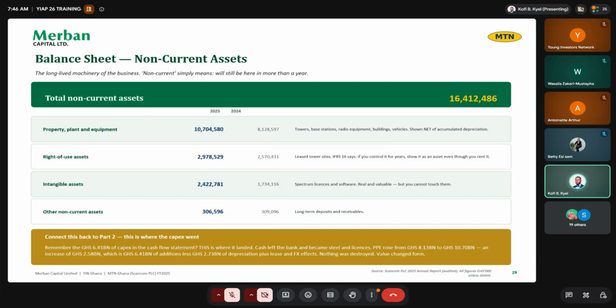Okay, so as you can see, in total non-current assets we are seeing property, plant and equipment, right-of-use assets, intangible assets, and other non-current assets. These are the components of the total non-current assets. Total non-current assets comes to 16.4 billion. Okay, this is quite straightforward.